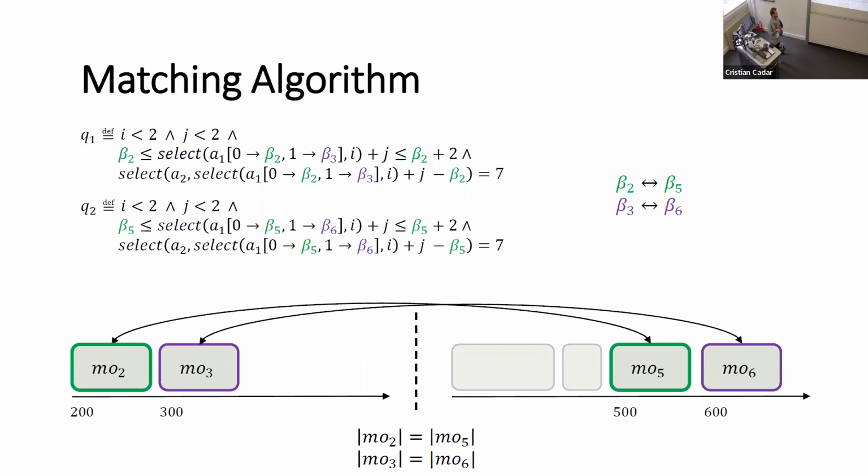matches beta 6. And then in the second step, we need to check that the induced address spaces are isomorphic, which means that for every matched object, we need to check that the corresponding memory objects have the same size. So in this case, the size of MO2 is equal to the size of MO5, and similarly, the sizes of MO3 and MO6 are equal as well. So in this case, we can conclude that Q1 and Q2 are equisatisfiable.